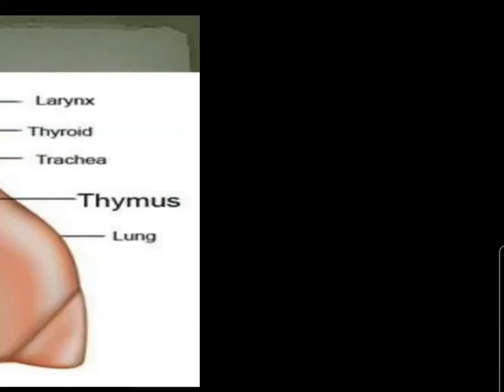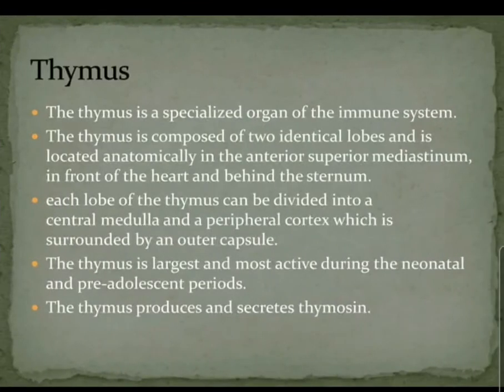Thymus. The thymus is a specialized organ of the immune system. The thymus is composed of 2 identical lobes, and it is located anatomically in the anterior superior mediastinum, in front of the heart and behind the sternum. Each lobe of the thymus can be divided into a central medulla and a peripheral cortex, which is surrounded by an outer capsule. The thymus secretes thymosins.